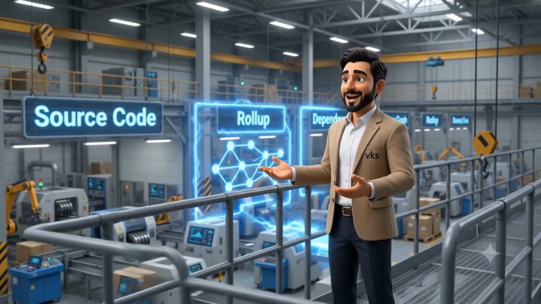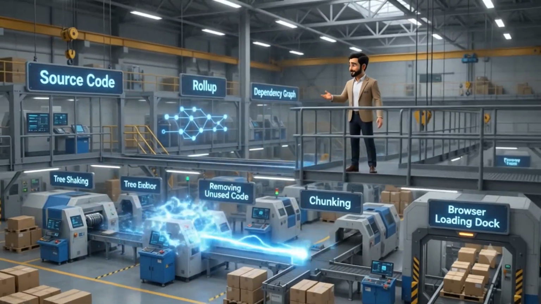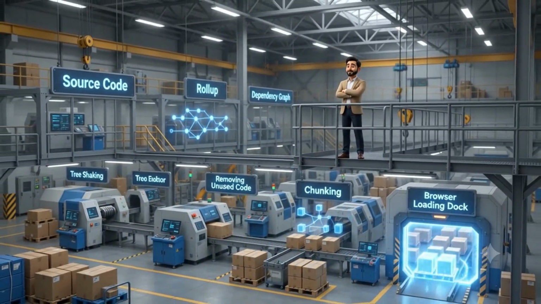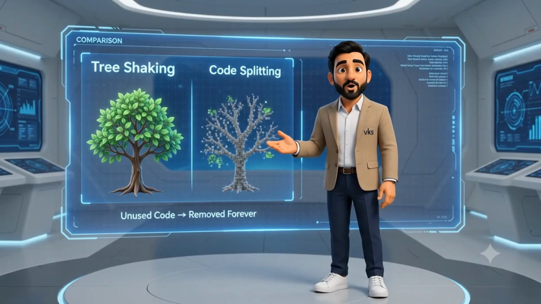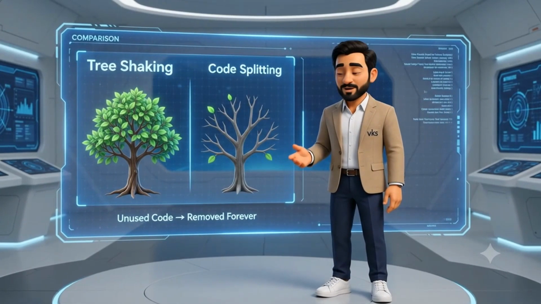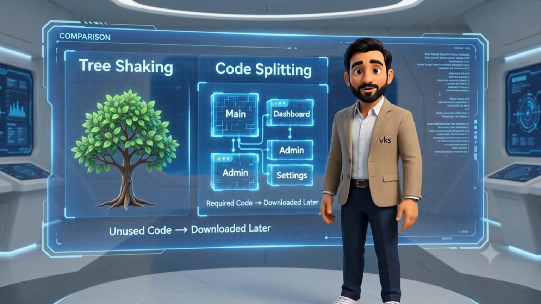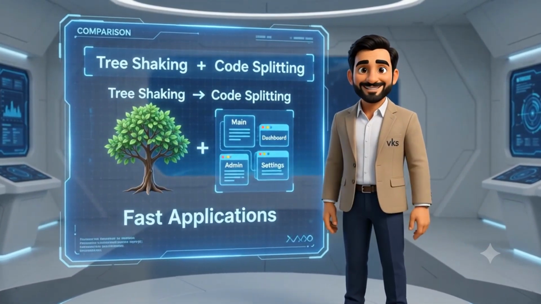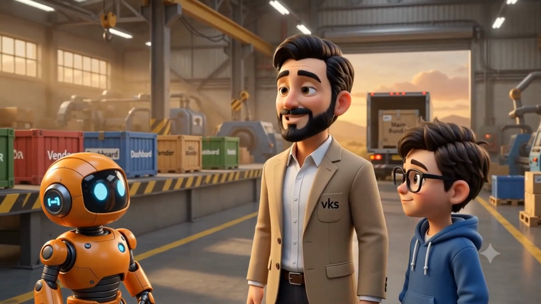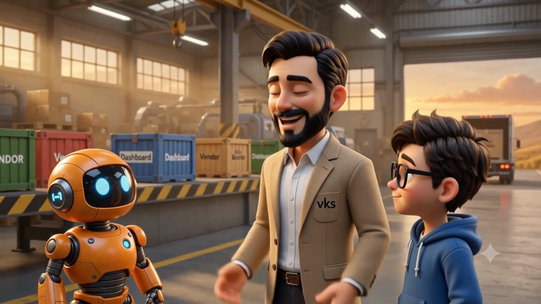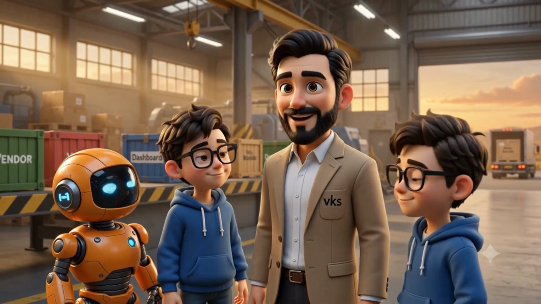Let's bring everything together, from source code to a production-ready application. Tree shaking removes code your users will never execute. Code splitting keeps the remaining code and delivers it only when it's needed. Smaller bundles, smarter downloads. That's how modern web applications stay fast.